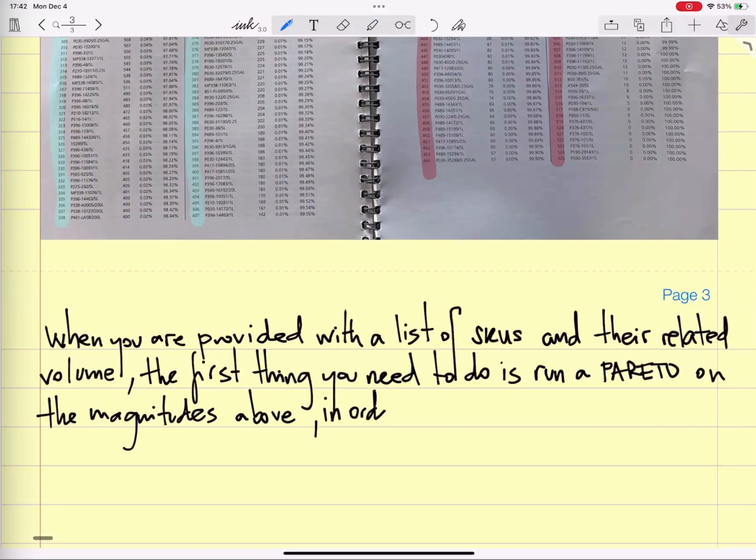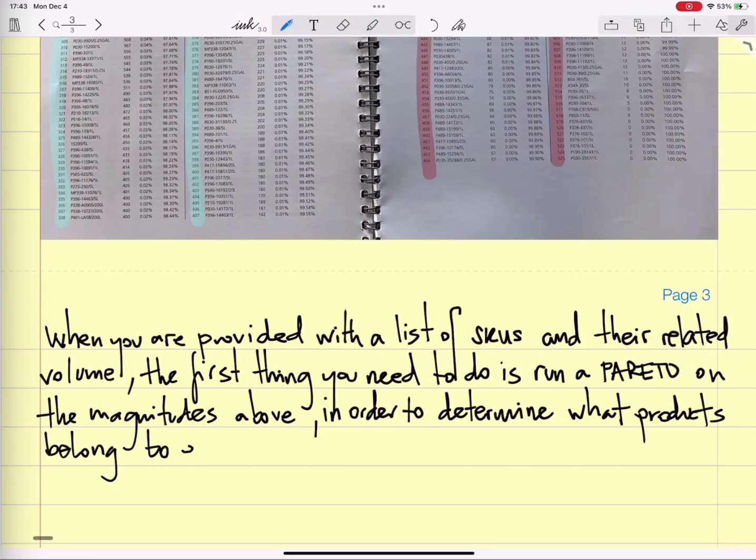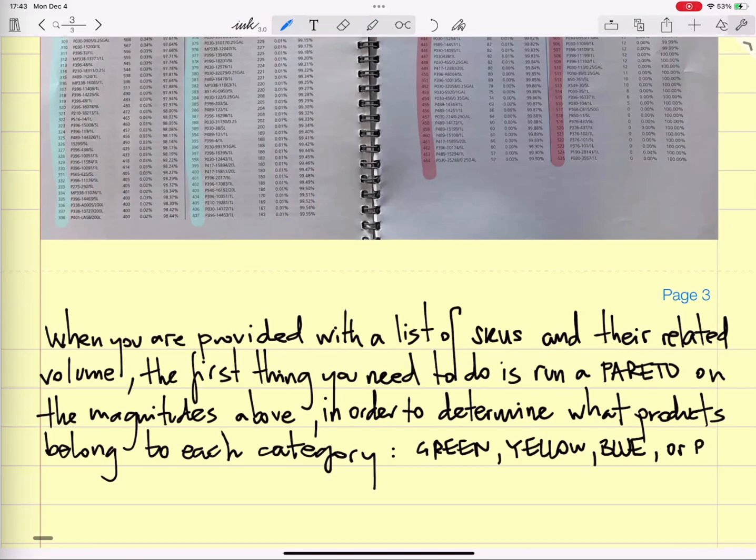in order to determine what products belong to each category: green, yellow, blue, or red. Without Oxford comma. There are only 4.